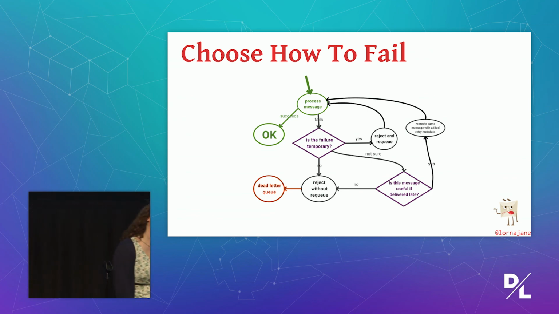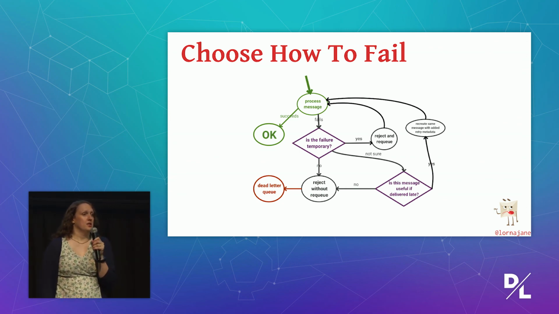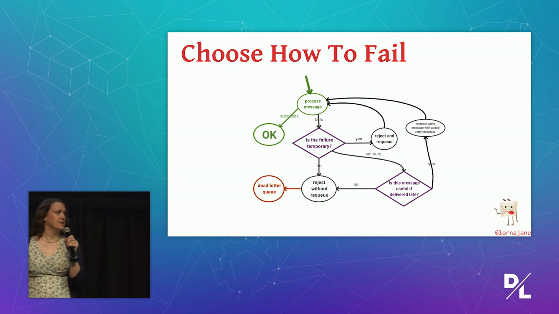If it is not a temporary failure, if it's a permanent failure, then you just drop the message. Try and identify that we can never process it. Don't let it get stuck in a loop. You can optionally use the dead letter queues here.